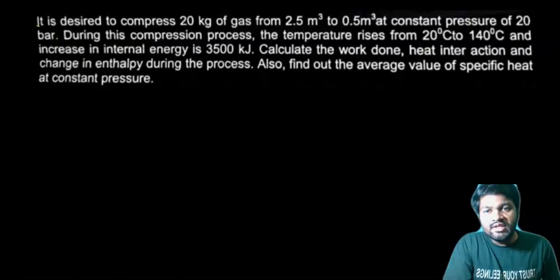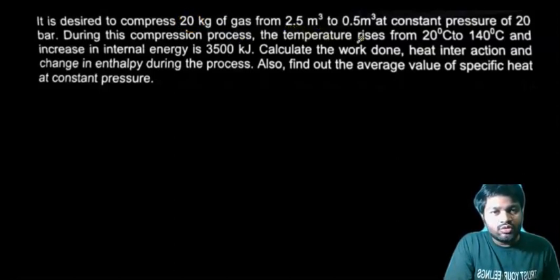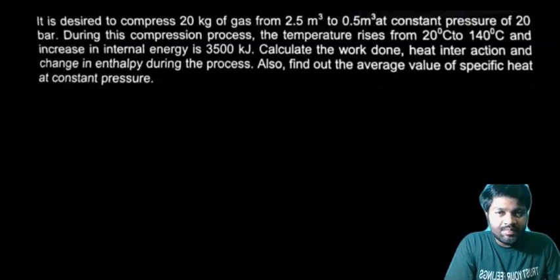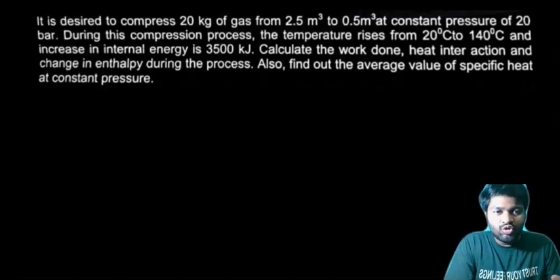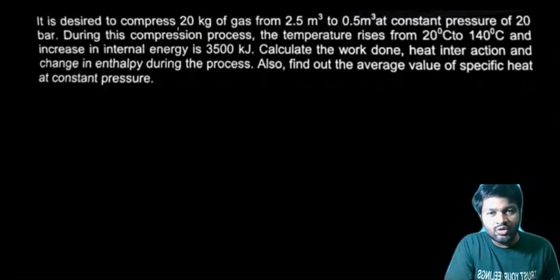So here it is saying that it is desired to compress 20 kg of gas from 2.5 meter cube to 0.5 meter cube at constant pressure of 20 bar. Okay, so from this sentence, this is giving some data, right? So we are doing a compression process of a certain amount of mass. So mass is given, that is 20 kg, and for a particular gas.